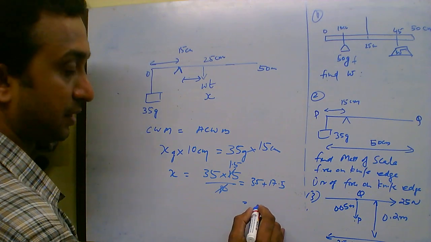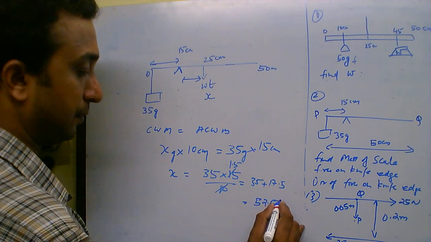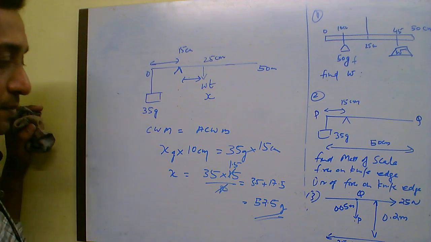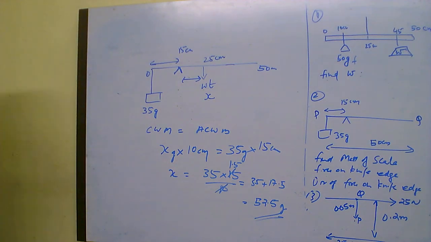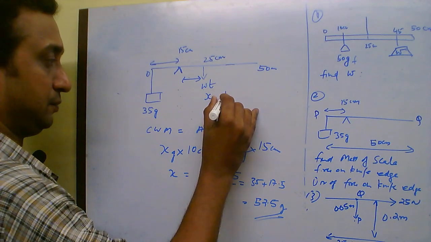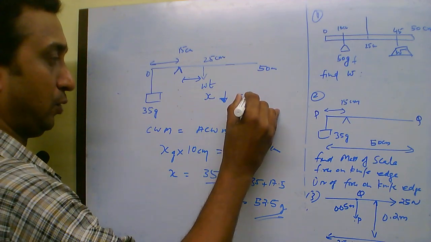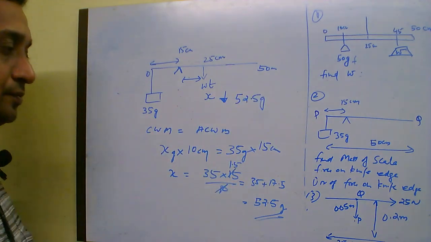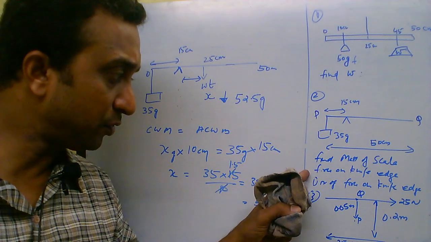45 plus 17, 52.5 grams. So this is the mass of the scale. Now, it means here you are feeling a mass of 52.5 grams. Next question is, what is the force on the knife edge?